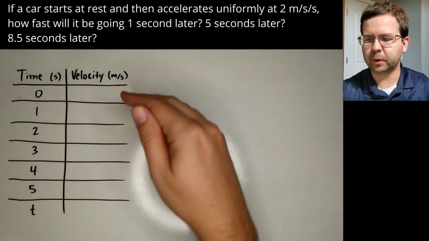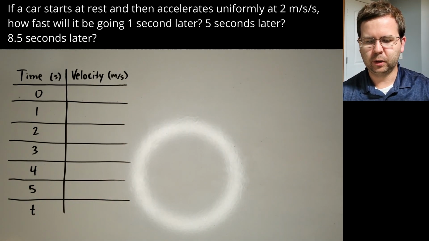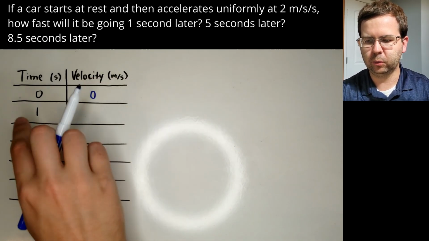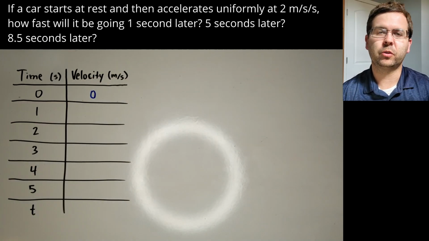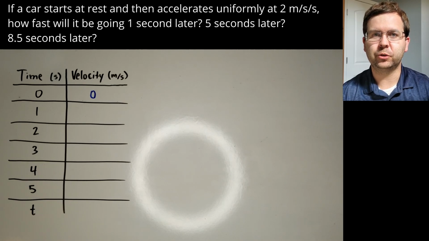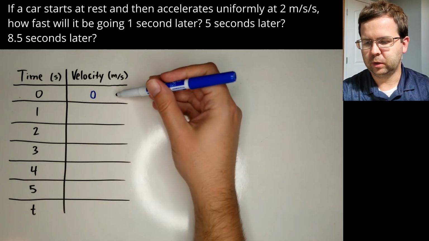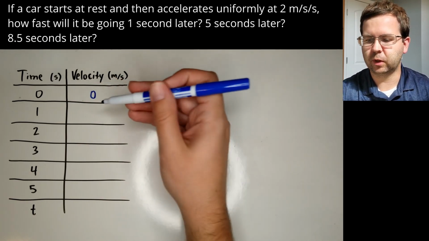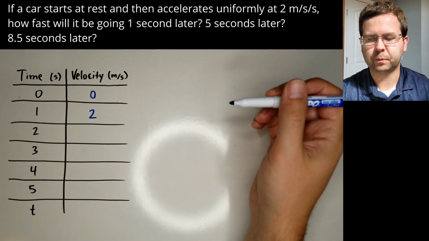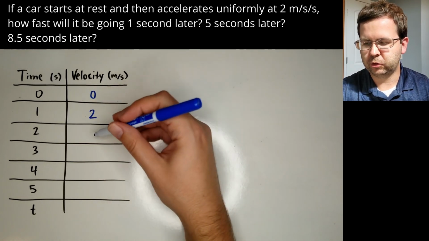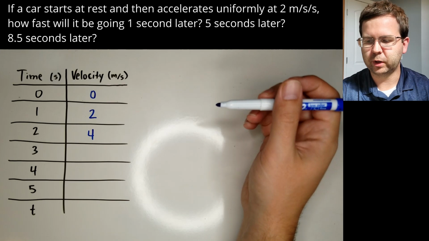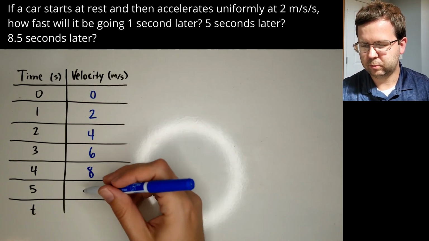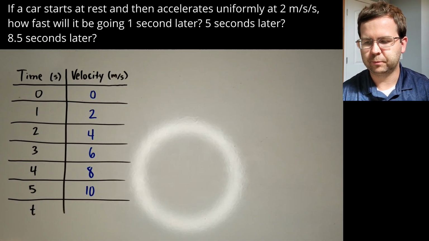Let's figure that out. Let's start by just doing a simple little time chart here. If its velocity at the very beginning was at rest, we can say the velocity was 0 when the time was 0. This car is accelerating at 2 meters per second each second. So if it's 1 second later, how much velocity has changed? How much has it gained velocity by? 2 meters per second. Another second goes by and it changes its velocity by positive 2 meters per second. Each second that goes by, it gains another 2 meters per second of velocity.